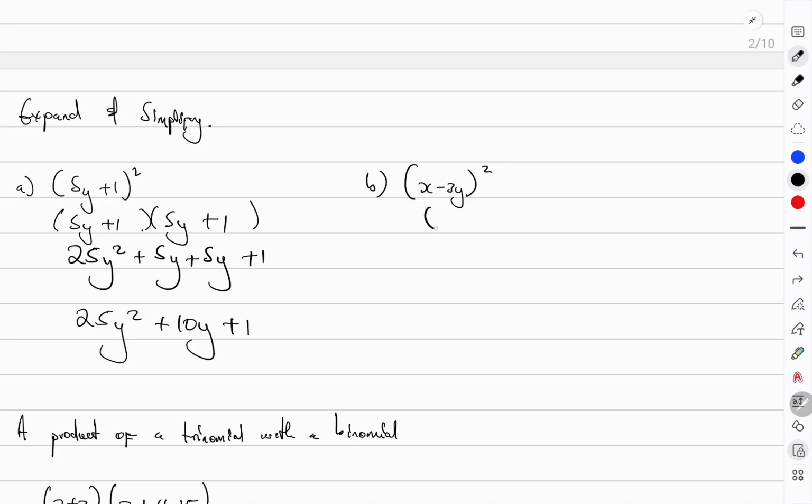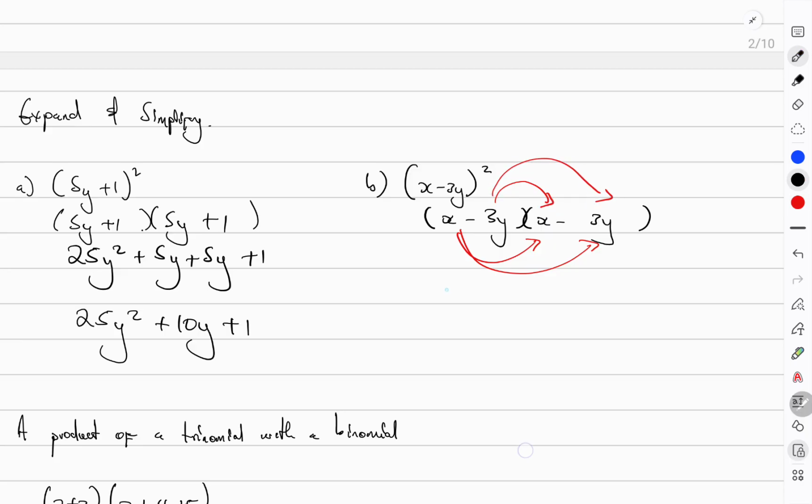It means I should open 2 brackets, then I substitute whatever is in the first bracket into both of those brackets. It means I'm going to have x minus 3y. Even here I'll have x minus 3y. Use distributive law, the FOIL method. X multiplies the x, the very same x will multiply the negative 3y. The negative 3y will multiply the x, the very same negative 3y will multiply the negative 3y.